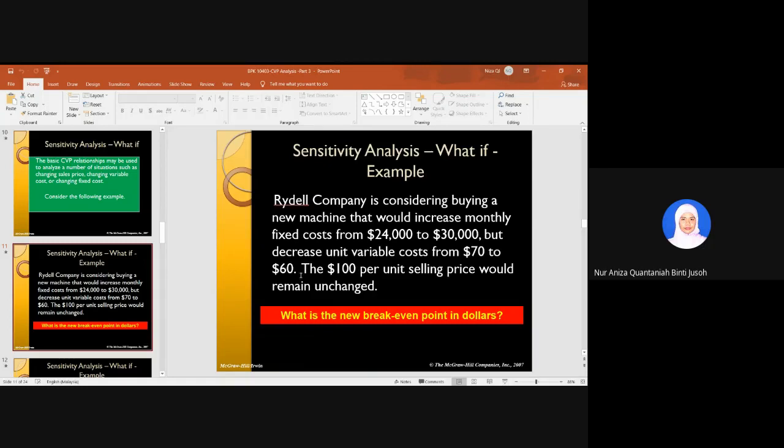So fixed cost will increase to 30,000, and variable cost will decrease to 60. The selling price will remain unchanged. Two costs are changing, variable cost and fixed cost. So what is the new BEP in dollars? Because there is a change in the fixed cost and variable cost, you have to determine the new BEP.